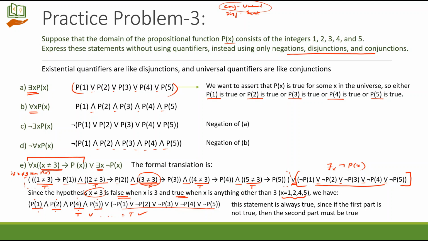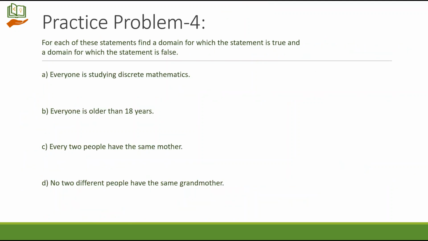What about this particular first clause changing to false? If this is going to be false, any of the values P of 1's negation or P of 2's negation or P of 4's negation or P of 5's negation will have true value definitely, which will ultimately make it true. That's what they say. This statement is always true because either the first part will be true, if not, the second part will be true. Next problem. For each of these statements, find a domain for which the statement is true and a domain for which the statement is false.